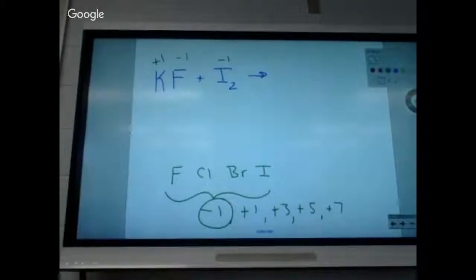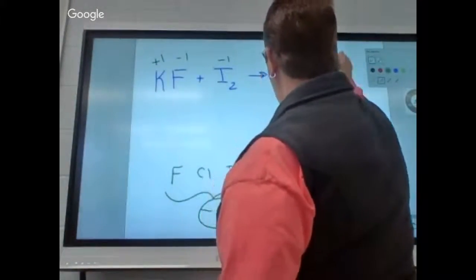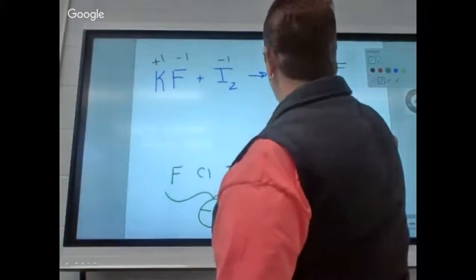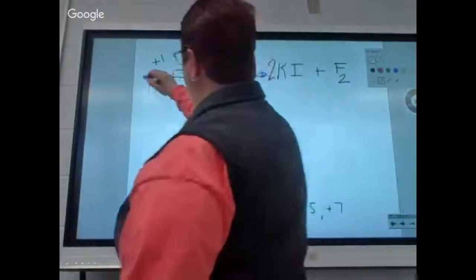All right, so if we look at what you switched, you've got K with I, F by itself. Those had ones, you cancel. That's diatomic. To balance it, you put a 2 here and a 2 there.